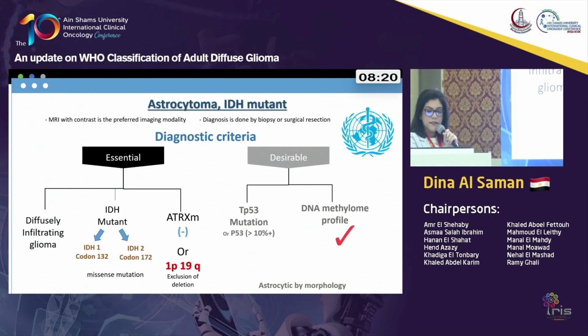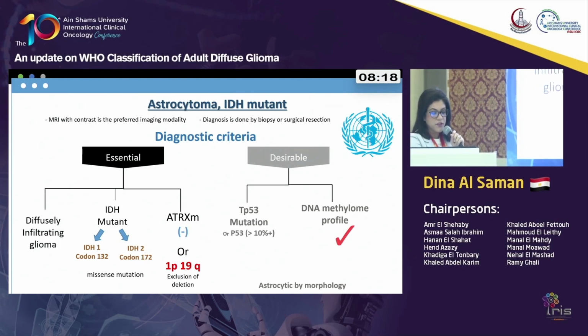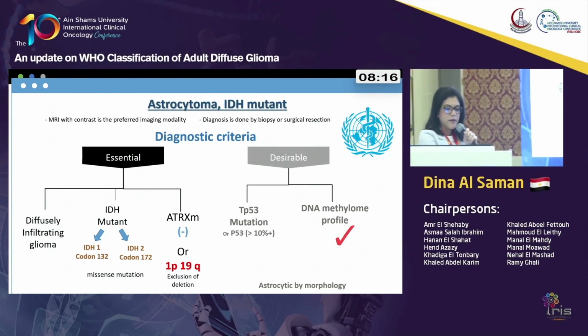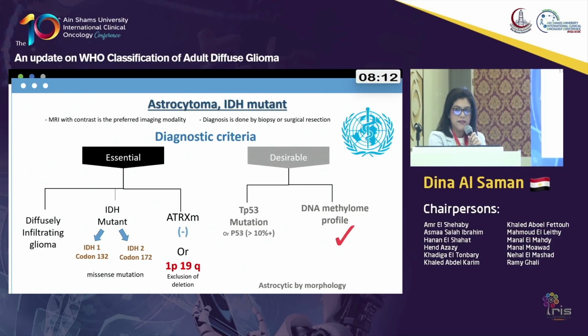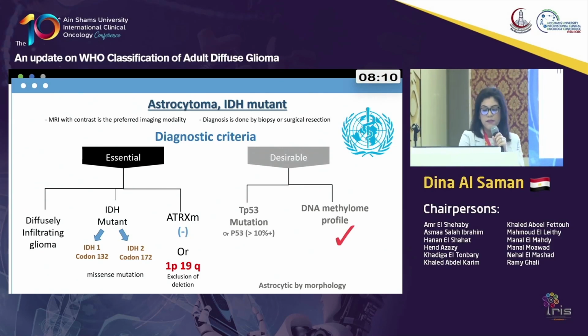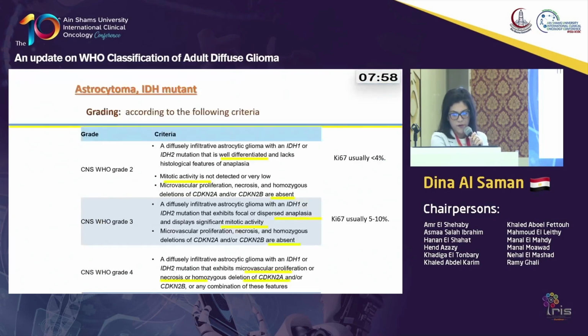Further desirable criteria include the TP53 mutation testing, molecular, or the P53 immunohistochemistry with an expression pattern that is more than 10%, and we call this a mutant, okay? One more thing, if we do a DNA methylation profile and it is found to be of the astrocytoma IDH-mutant class, that is so good, and that is keeping with our diagnosis.